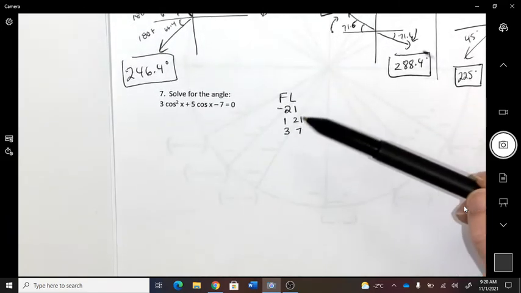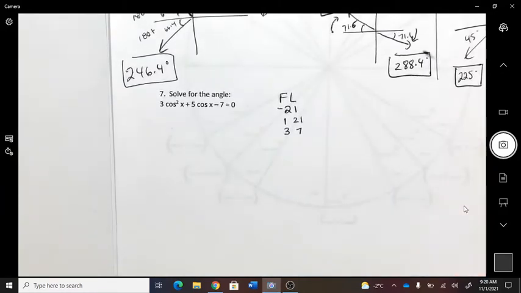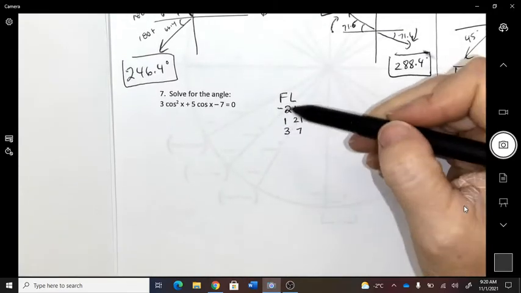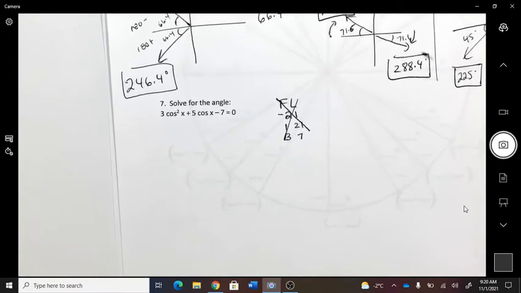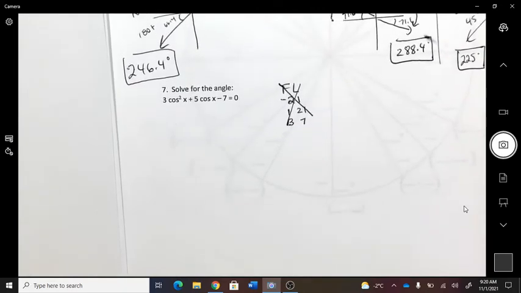I'm looking for partners that will produce a 5. I don't think there is anything. Okay, so that didn't work. So this means I can't factor it. So what else do we do? If we can't factor it, what's another thing?